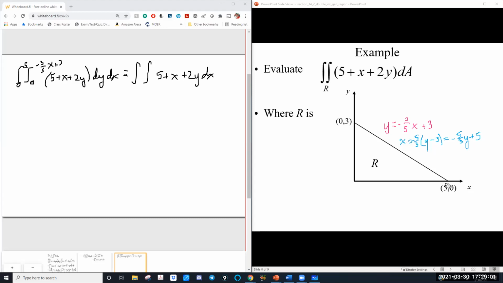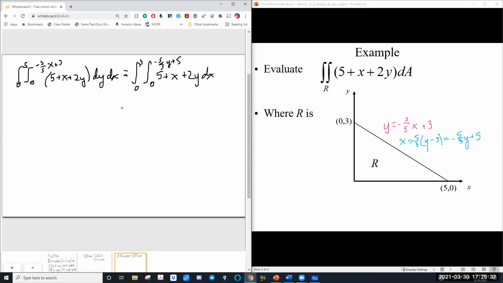Because this region was invertible and made either the top or side, whichever way we looked at it, we can do this one either way. And now we can go from 0 out to that curve. So 0 to the minus 5/3 y plus 5. And then y is going to go from 0 to 3. Either of those will both give us the same answer.